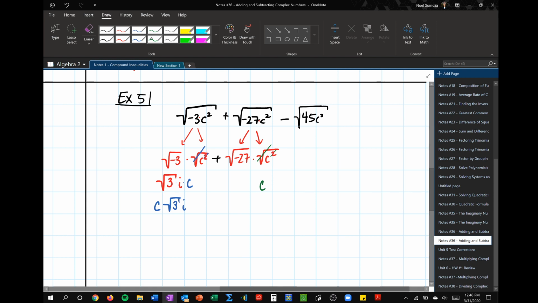Okay, we can also simplify the square root of negative 27 to be the square root of 27 i, right? Because we're going from a negative 27 to a positive 27, so that negative has to go somewhere. It becomes the i.